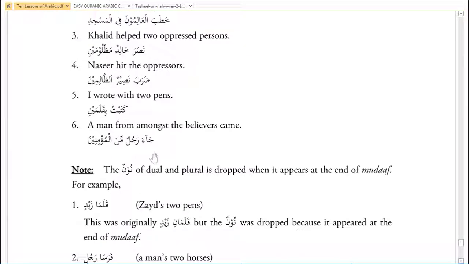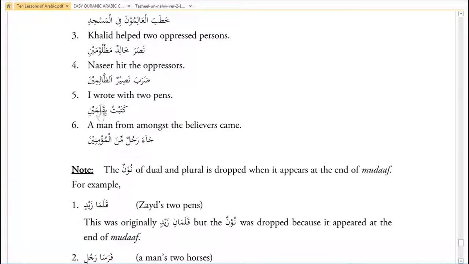Number six. جاء رجل من المؤمنين. جاء came رجل أمين. So a trustworthy man came from the believers. So now what state is this in? If you look, min is from huruf jar, so this is majrur. So this is in the state of jar. Ja rajulun minal mu'minina. So min is harf jar, and mu'minina is majrur. So that's why it's mu'minina in the state of jar.